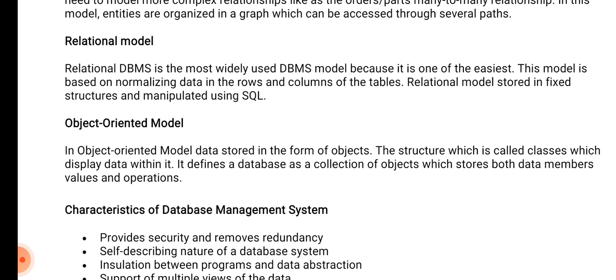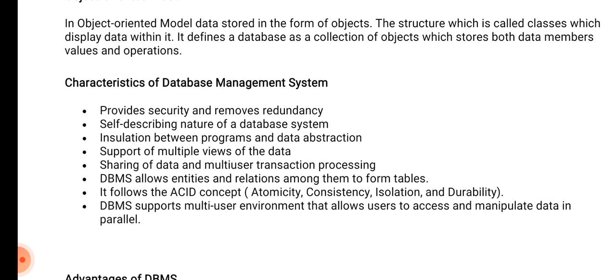Object-oriented model. In the object-oriented model, data is stored in the form of objects. The structure which is called classes displays data within it. It defines a database as a collection of objects which store both data member values and operations. Characteristics of DBMS: it provides security and removes redundancy.